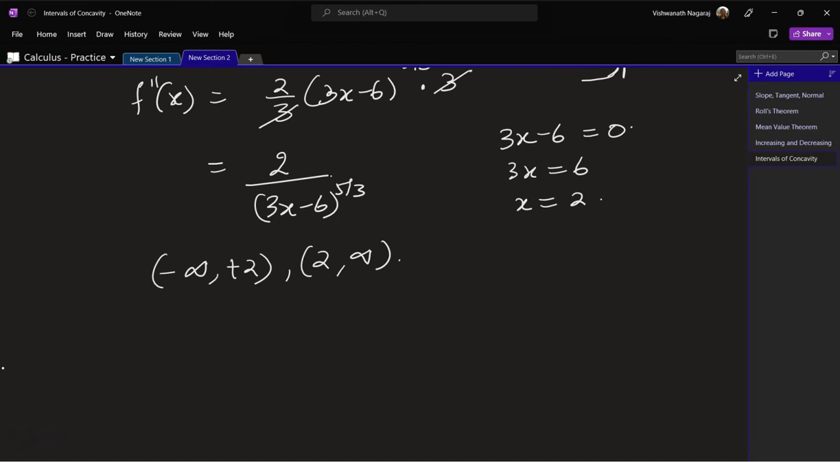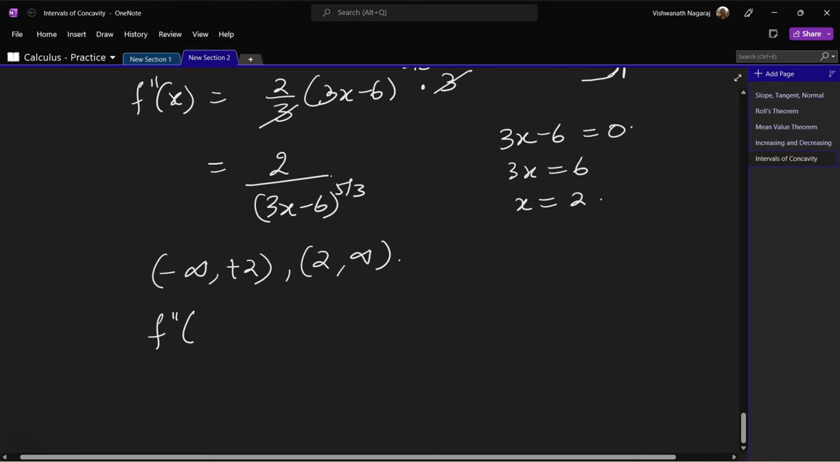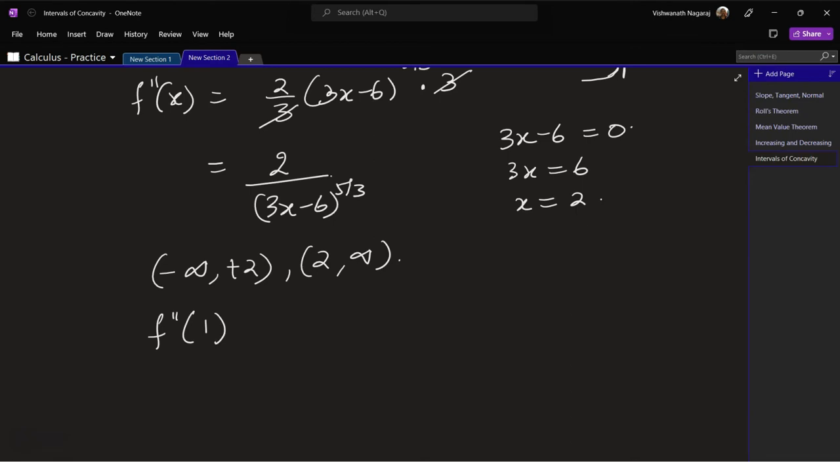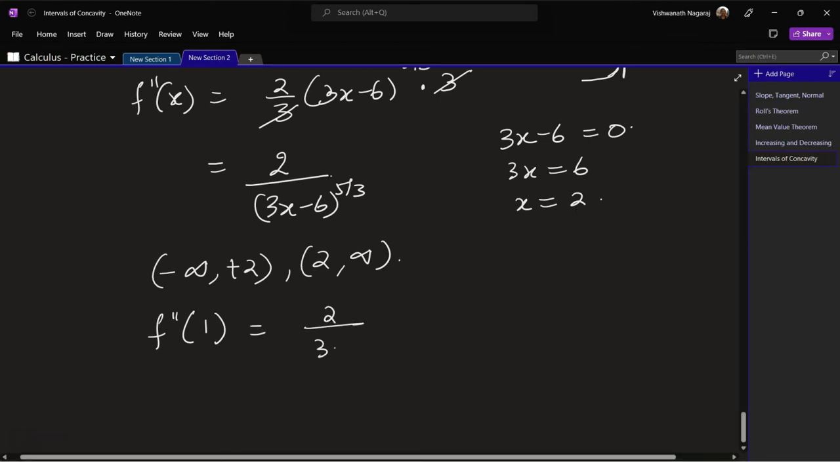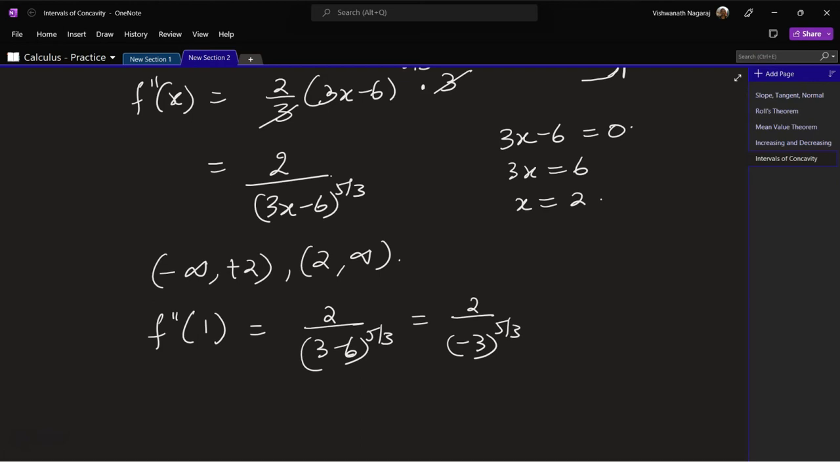Okay, so now let's see the concavity. So f'' on minus infinity to 2. Let's take it as 1. 2 by (3 - 6) to the power of 5 by 3, which gives us 2 by (-3) to the power of 5 by 3. The cube root of a negative number is negative, and an odd power of that negative number is going to be negative. So positive divided by negative will give us negative. And that means that this is going to be concave down.